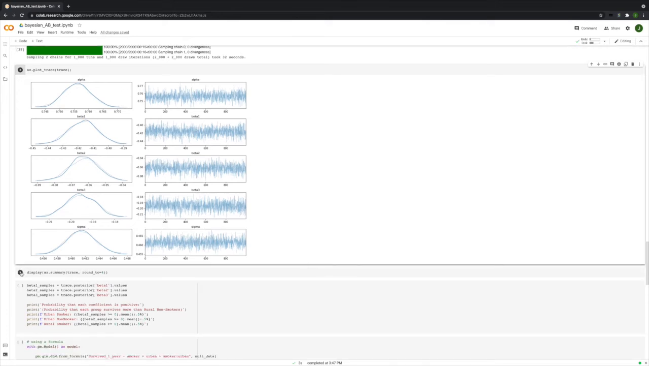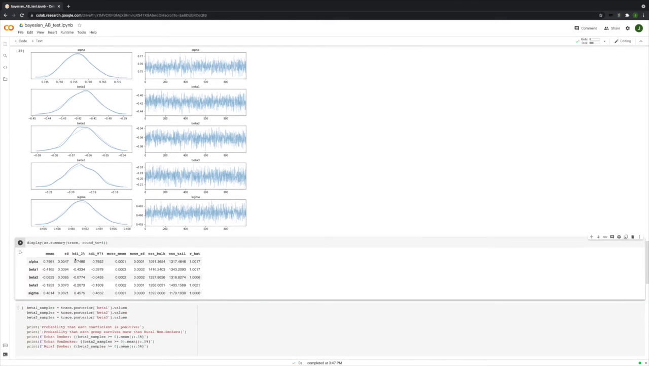We're going to look at a table of kind of the statistical stuff. We'll talk about what it means. We've got our means for each of the coefficients. You can see that alpha, the mean of alpha is about 0.756 down here. And that's pretty good. That means rural non-smokers, in general, the survivability is pretty high. It's about 75% survival rate.